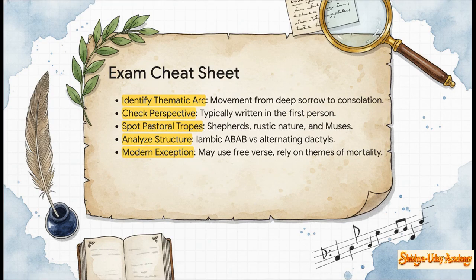Second, check the perspective. Is it first person? Remember, elegies highlight private emotions. Third, spot the pastoral tropes. Scan for shepherds, rustic nature, or muses. Fourth, analyze the structure. A quatrain in iambic pentameter with an ABAB rhyme? That's an English elegiac stanza. Alternating lines of 6 and 5 dactyls? Classical antiquity, elegiac couplets. And lastly, don't get tripped up by modern poems. If it's free verse but heavily focuses on the subject of death and reflection, it's very likely a modern elegy.